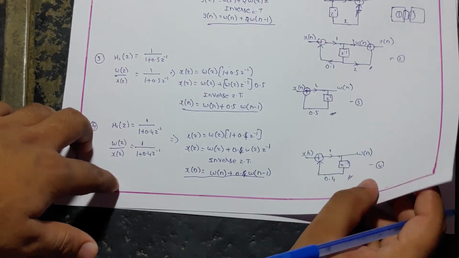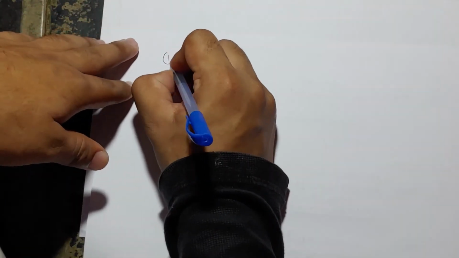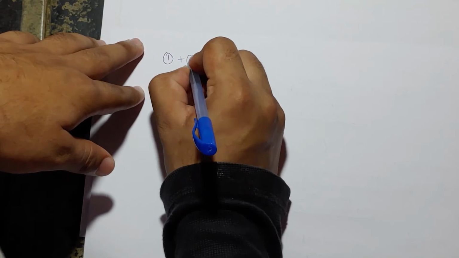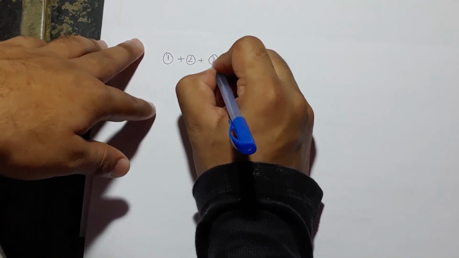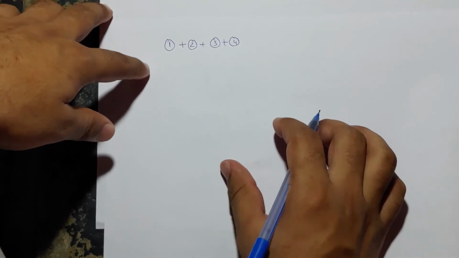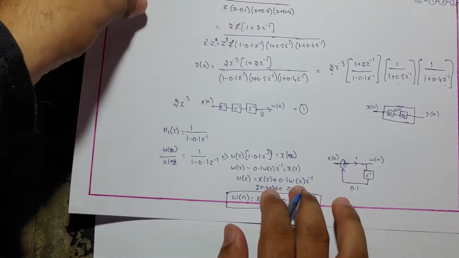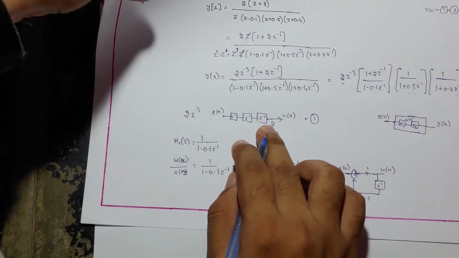Now let us add all these sets to get the output of the given equation in the cascade form. Equation 1 plus equation 2 plus equation 3 plus equation 4. That is realizations 1, 2, 3, 4. In the first realization, we have got that 2z power minus 3.